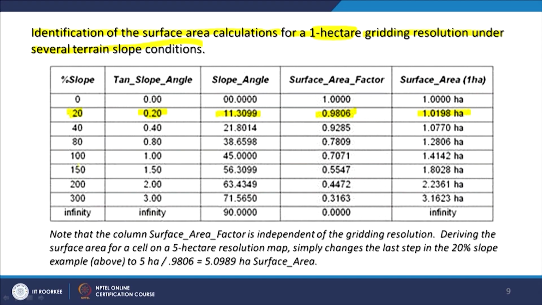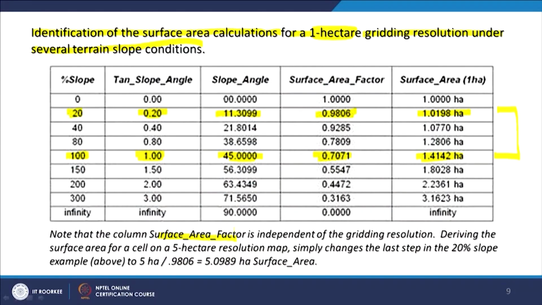If we go for, say, 100% slope, which is 45 degrees, then the factor is 0.771, and here you are getting 1.41. So, as you can see, between these two there is a difference in the surface area. The higher the angle, the more the surface area is going to be. So, the surface area factor is independent of gridding resolution, that is, it is independent of scale.